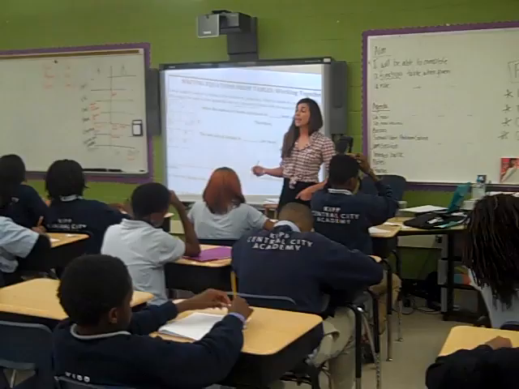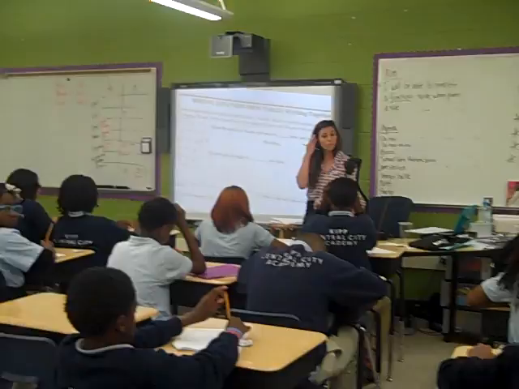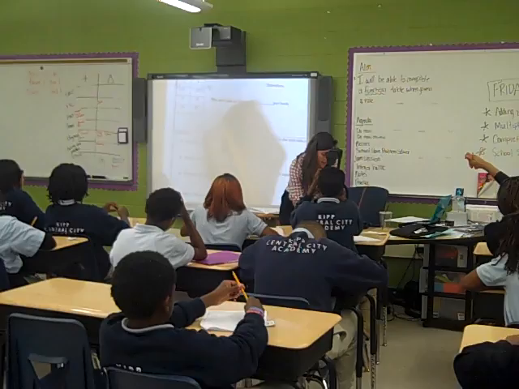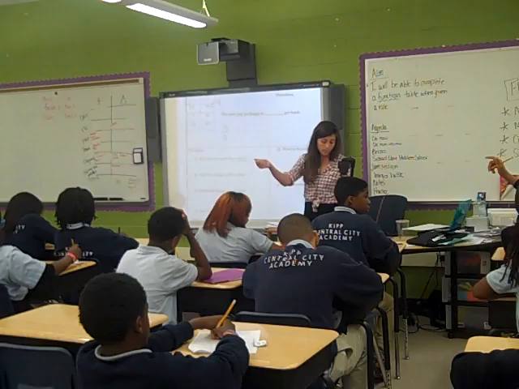Finally, read step 3 for us, please, Keyshawn. Write the change as a fraction. Good. It's so important, though, that I put what number on top? The change in X or the change in Y? The change in Y. Very good. So the change in Y is 18. The change in X is 3. What's 18 divided by 3? 6.